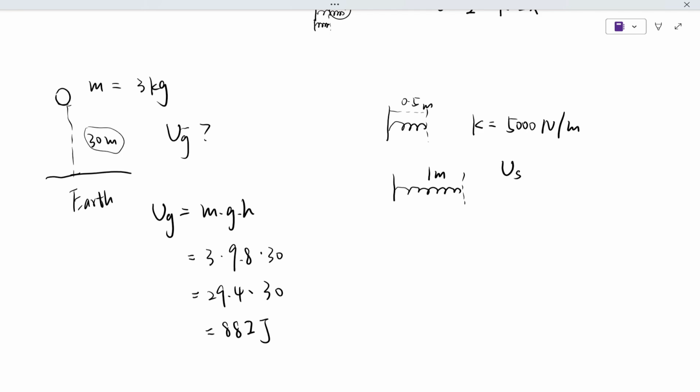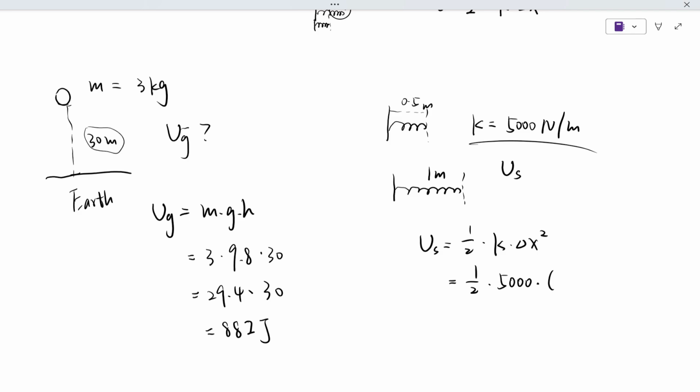So first of all, let's write the equation down. US is equal to half times spring constant times delta X squared. Let's plug in a number. Half is constant, just write it down. What is a spring constant? It is 5,000 over here, right? So let's write it down, times 5,000 times delta X.